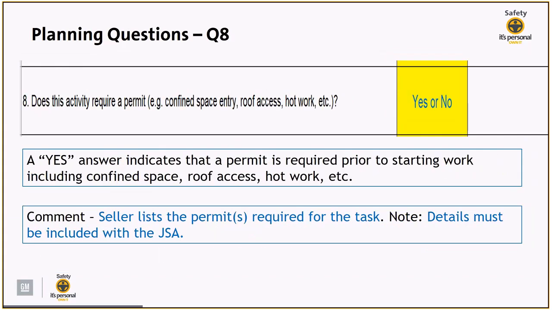Question 8 is asking, does this activity require a permit, such as confined space, roof access, hot work? If the seller answered yes, that would indicate that some type of permit is required for the task. And what you would expect to see as the contract manager in the comments section would be the seller listing the permits required for the task specifically. Just a note there, details must be included in the JSA.